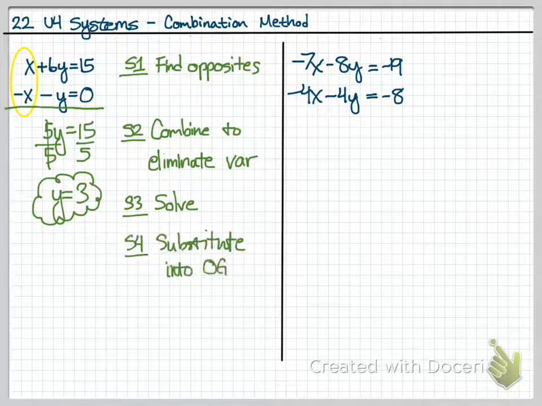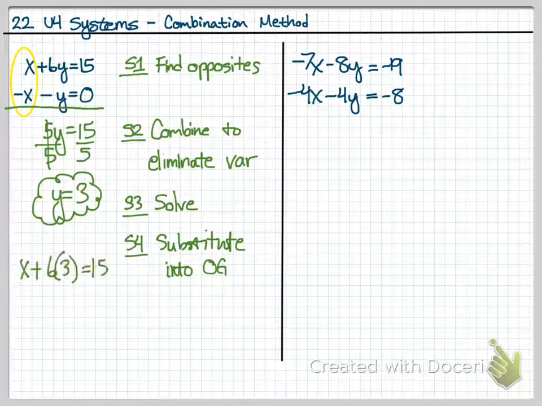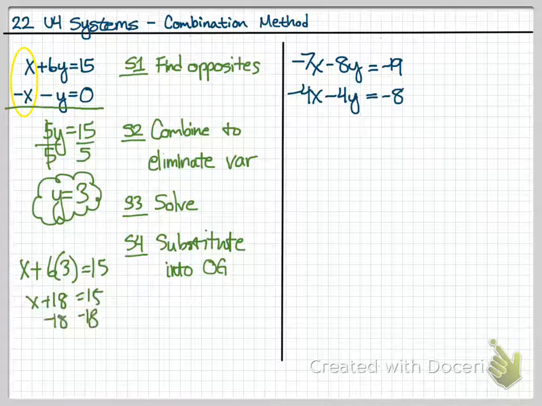Our next step is to substitute that into one of the original equations. Either one should work fine. So I usually choose the top one unless the other one is a lot easier. I choose the first one, x plus 6, and instead of y we substitute 3 equal 15. Solve for that, and your x is negative 3.